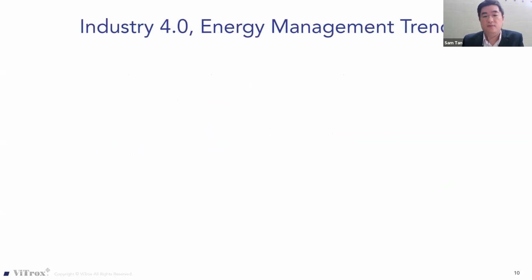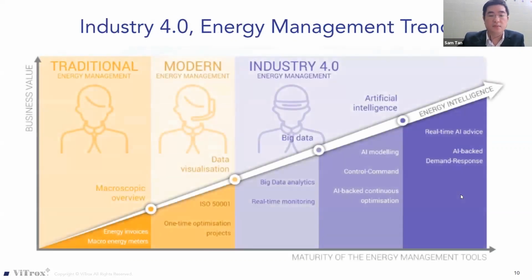So there are some phases of energy management in Industrial 4.0. Like I shared in the beginning, I was doing traditional energy management. I tracked the health status and energy usage manually and kept it in the book until we wanted to study it. Modern energy monitoring involves data visualization and energy management standards.